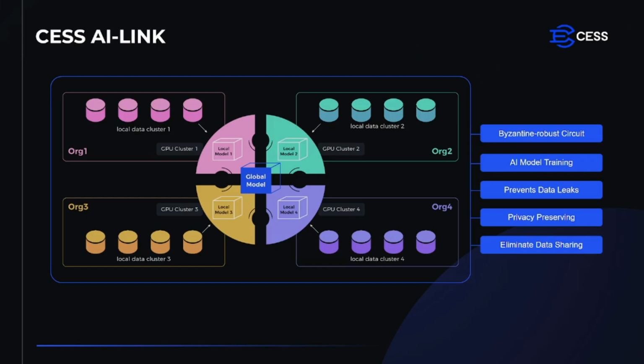Users or organizations can collaboratively train AI models in a decentralized network, ensuring their raw data remains private. During the model training period, the CESS AI link leverages smart contracts to delegate local model training tasks to various computing nodes within the CESS network. These computing nodes can range from CPUs and GPU clusters to decentralized GPU computation.